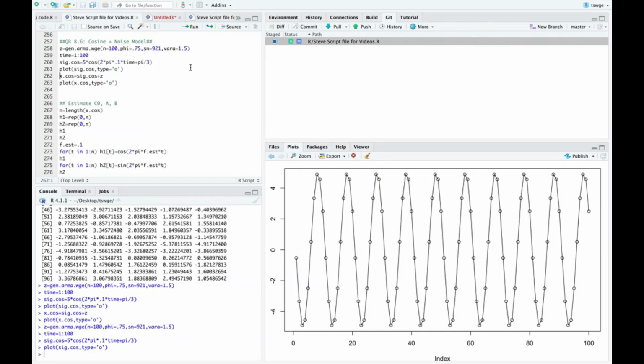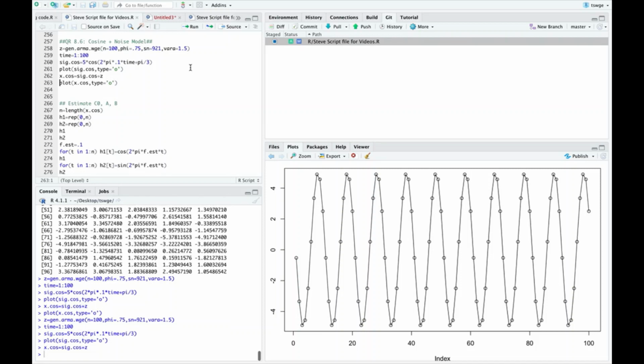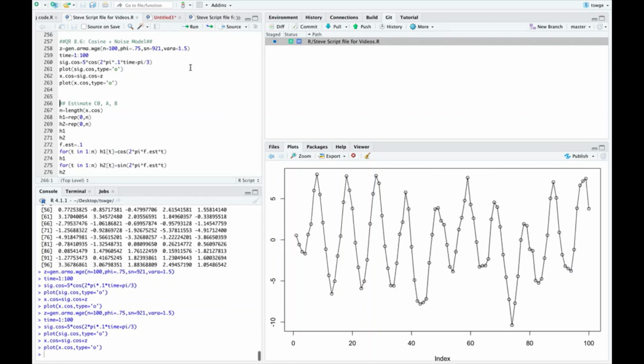And then we're going to sum those two up. By those two, I mean the Z, that's the AR1, plus the cosine. And that's how it gets its name, the cosine plus noise. So the noise is referring to that AR1. So let's sum those up and then plot it. And what do we expect? Well, we expect it to be a sum of those two plots we'd seen before. And there it is.